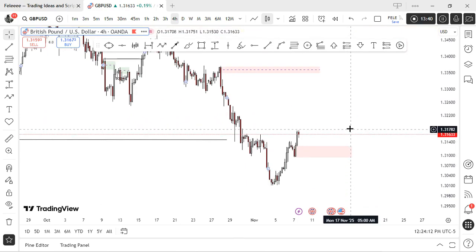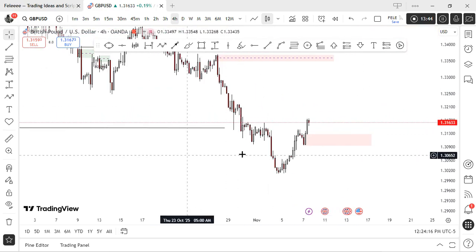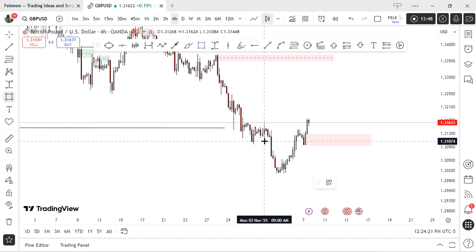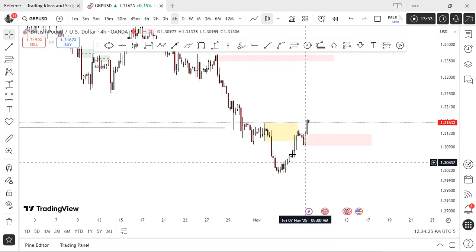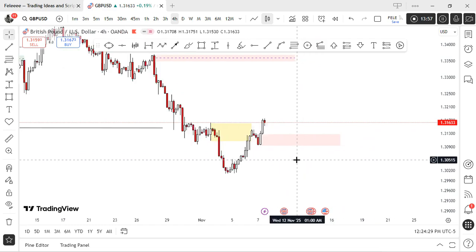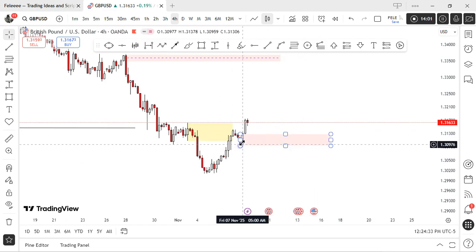On the 4 hour, we can see this. I marked this because first we had this supply zone here, but this supply zone wasn't being respected, and what invalidated this supply zone was this higher low.